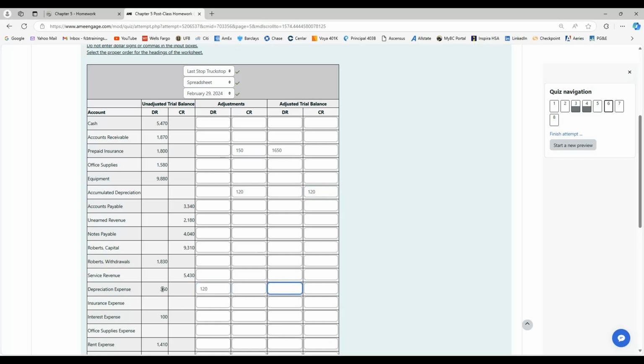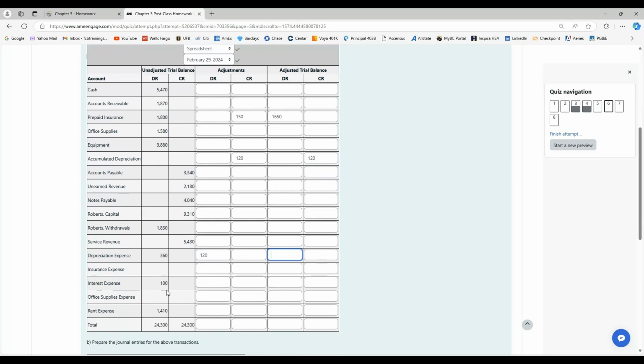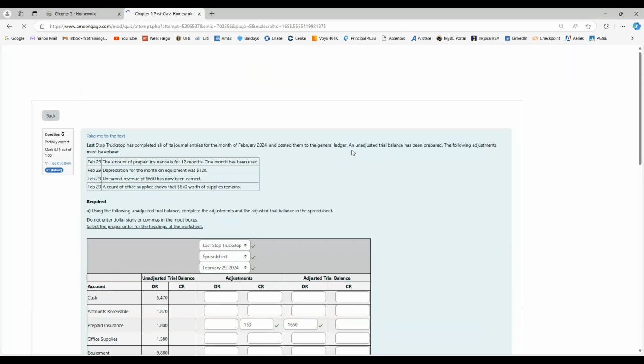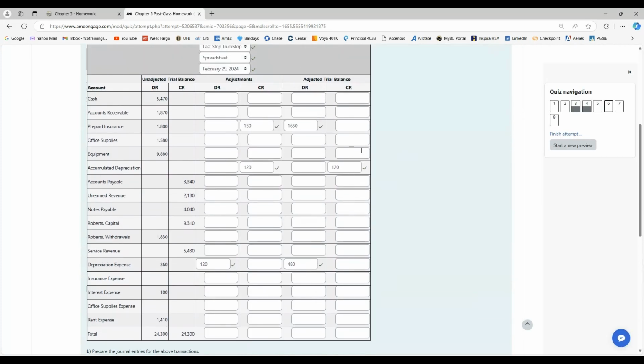And we had some depreciation expense. That's interesting. Okay, so 360 plus 120 is 480. It's strange, something that's odd to me is that they would have depreciation expense, but there's no accumulated depreciation. I think they made a mistake when they were creating this problem, but whatever. We're just going to go with it.